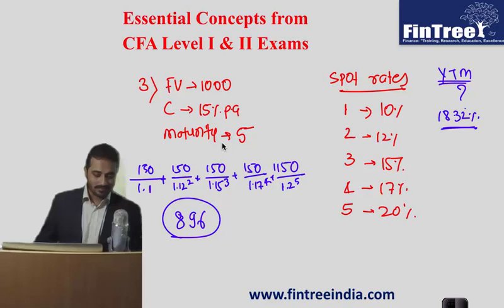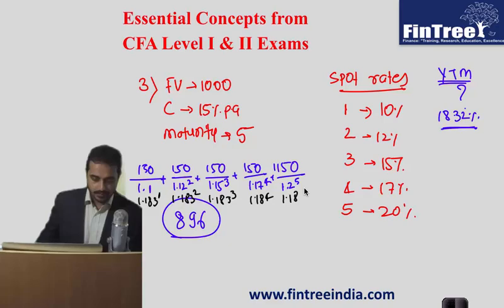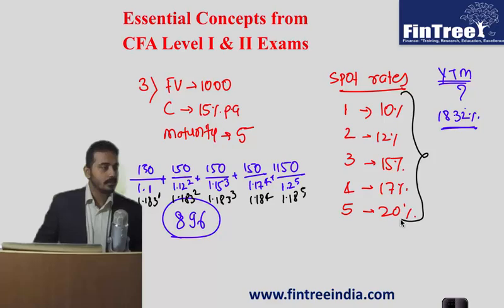Now, this 18.3, how do you interpret this? That instead of using 5 separate rates, if you just discount every cash flow with 18.3, then it will just do the job for you. So 1.183 raised to 2, 1.183 raised to 3, and 1.183 raised to 5. If you just discount all the cash flows with this YTM, it will still get you the same present value. That means that YTM is a proxy for all 5 separate spot rates. Are we together?